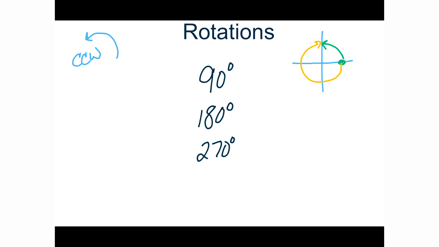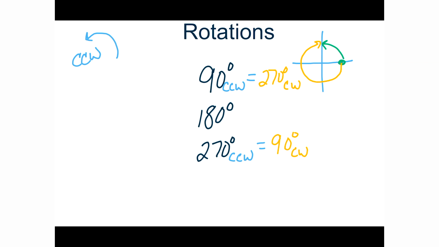So, in other words, what I'm trying to say is that a 90 degrees counterclockwise rotation is the same thing as a 270 degree clockwise rotation. So then it stands to reason that a 270 degrees counterclockwise rotation is going to be the same thing as a 90 degrees clockwise rotation.